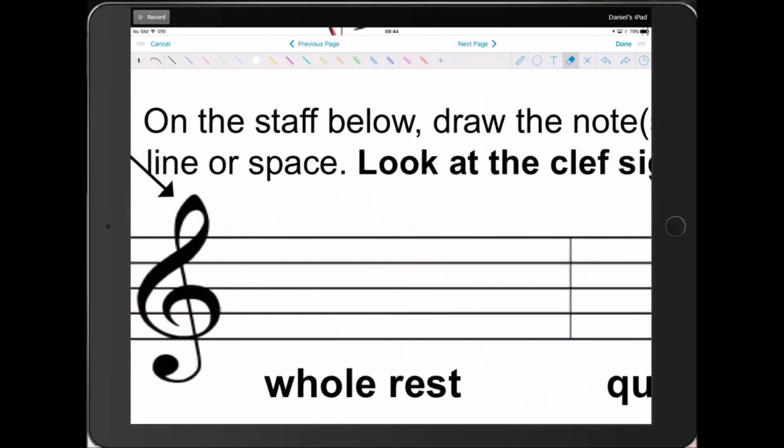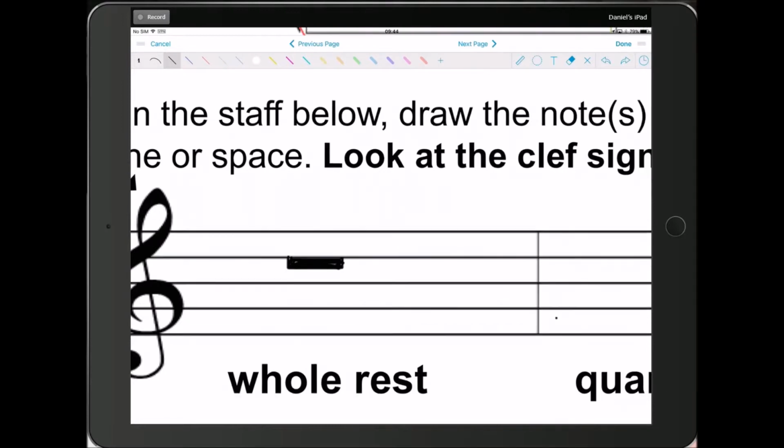It says whole rest. So remember, the whole rest hangs down from line number 4. 1, 2, 3, 4 right here. Just draw a little rectangle and fill it in. You'll probably be able to do this much easier on paper than I can on iPad. Alright, moving on to the next one.